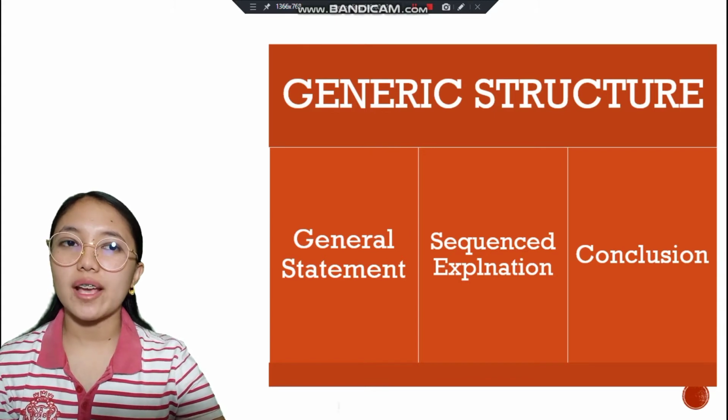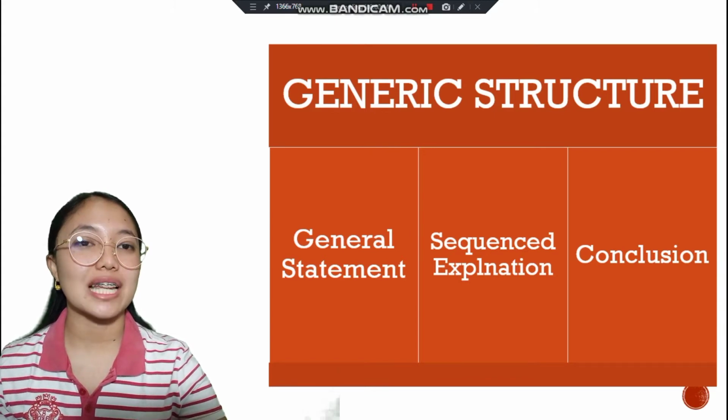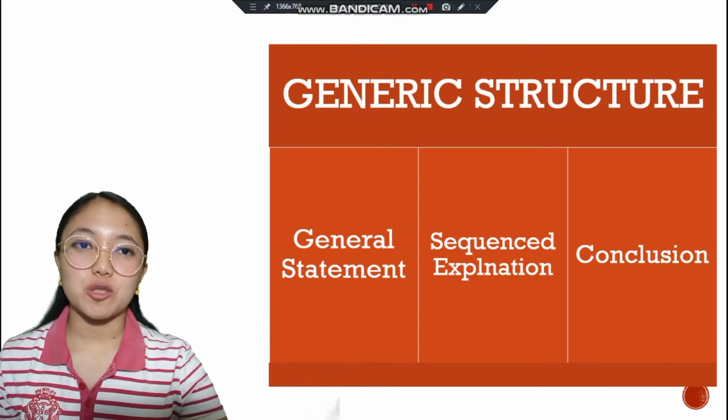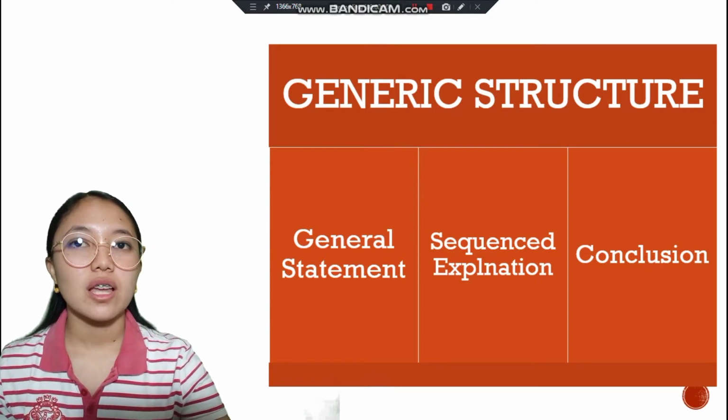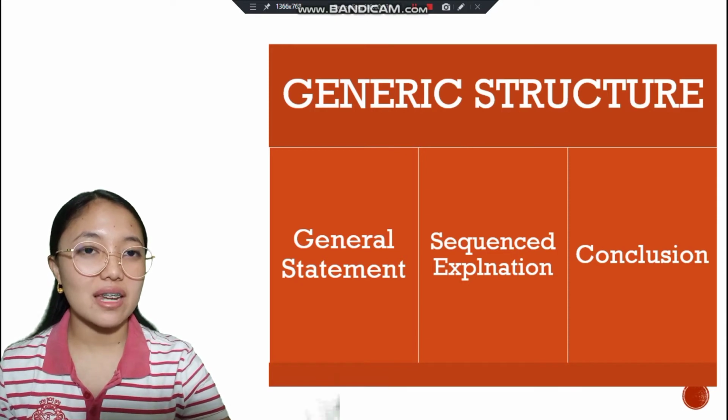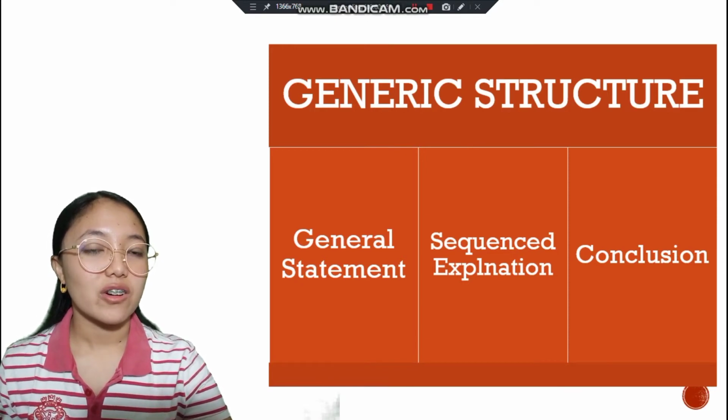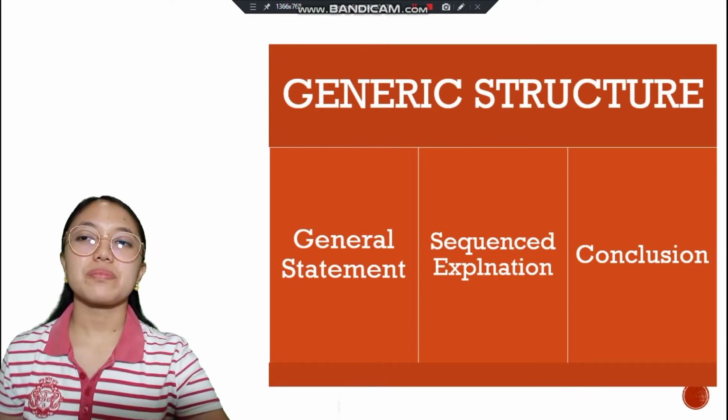Why do we learn explanation text? Because explanation text is used to explain the process of phenomena, events, or actions that occur sequentially.